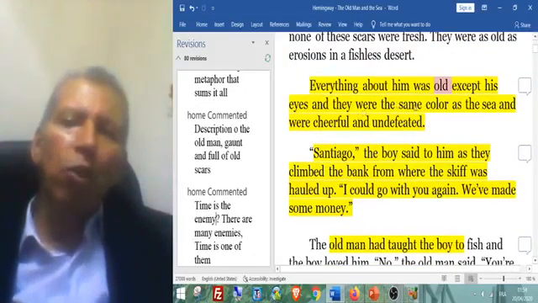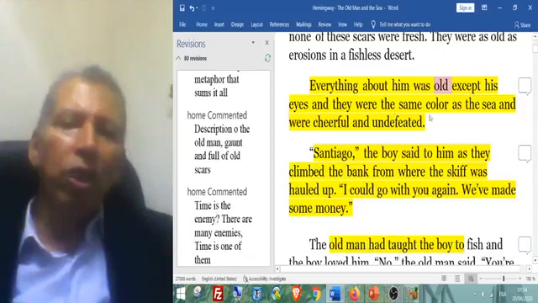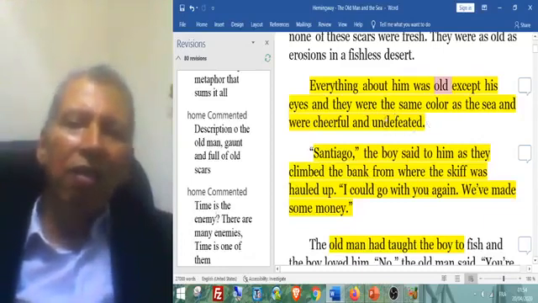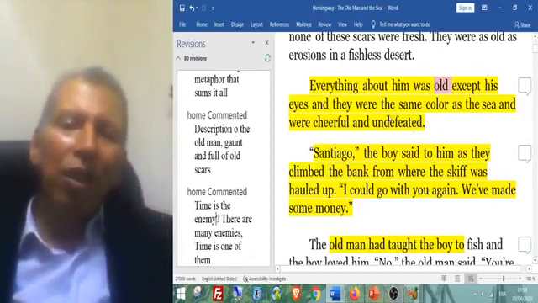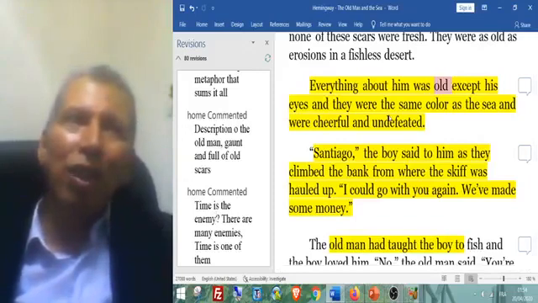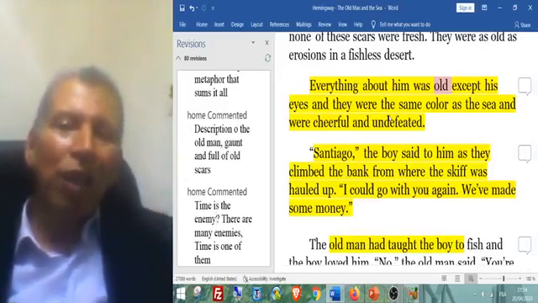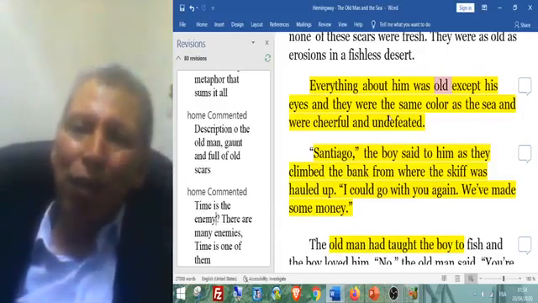Everything about him was old except his eyes, and they were the same color as the sea, and were cheerful and undefeated. Yes, in the classic terms, the hero, or in the epic poems or narratives, the hero, or the tragic hero, is good in every respect except one flaw. But in here it's the reverse.